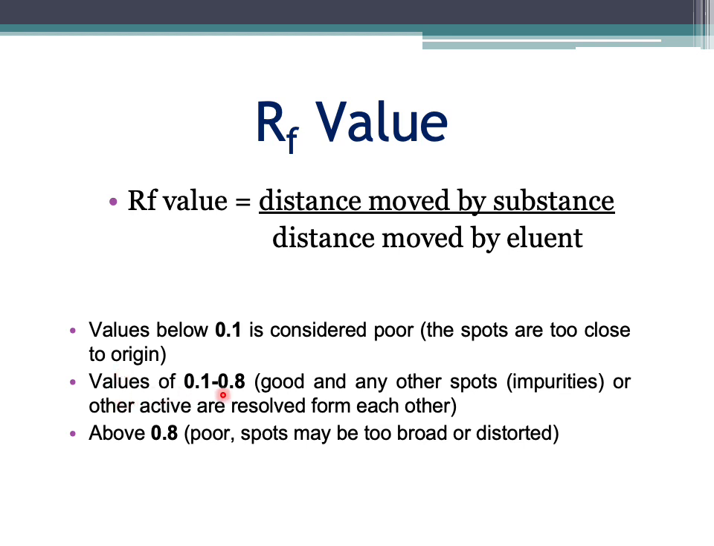If the value is 0.1 to 0.8, it is good, and any other spot, impurities or other actives are resolved from each other. Values from 0.1 to 0.8 are the values we want. Above 0.8 is poor, as the spot may be too broad or distorted. So, if the value is more than 0.8, we also say the result is not good, a poor result, because the spots may be too broad or distorted.